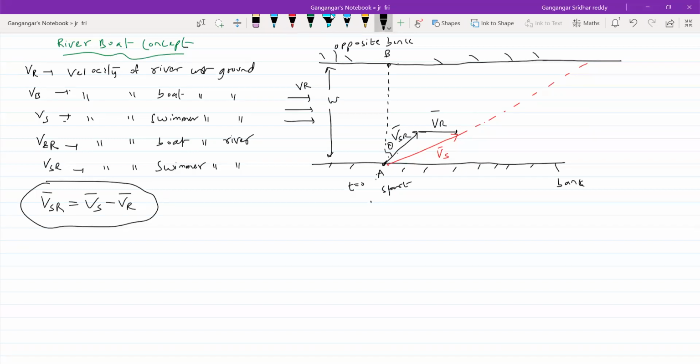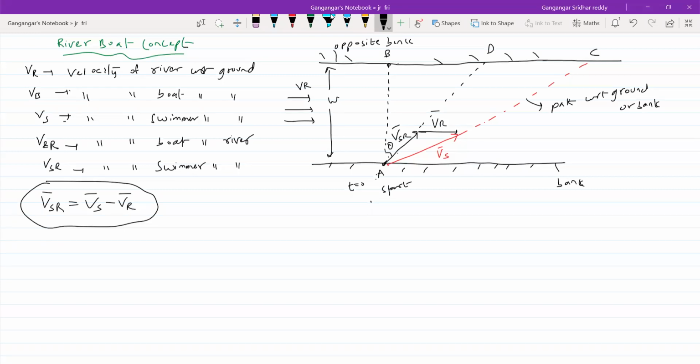Now you ask the swimmer where he is heading. When you're swimming in the river current, you ask him where he is going to reach. He says, I'll reach D, point D. But you say, no, you'll reach at C. So what is VS? Velocity of swimmer with respect to ground. So what is this red color path? Path with respect to bank or ground.